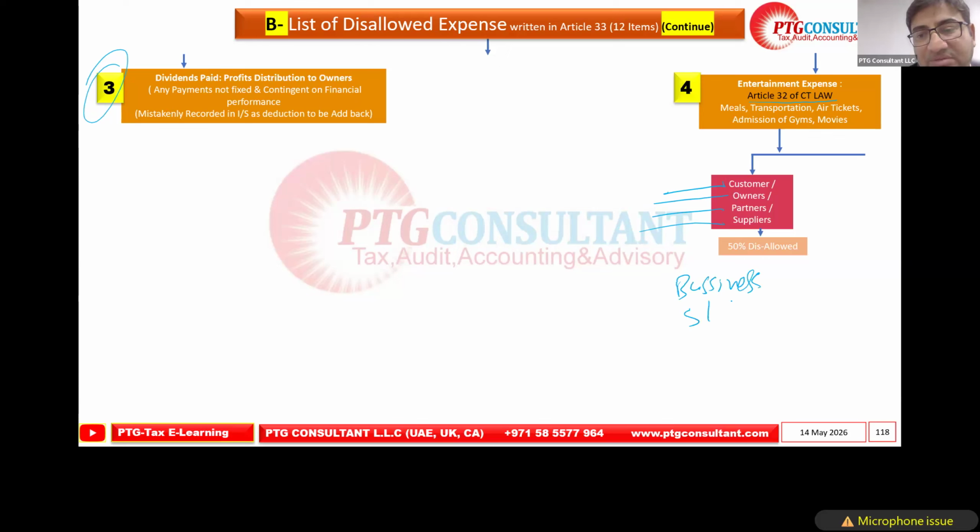If this is for the business stakeholders, the UAE Corporate Tax Law is saying 50% is allowed. What does it mean? Add back 50% of the expense.